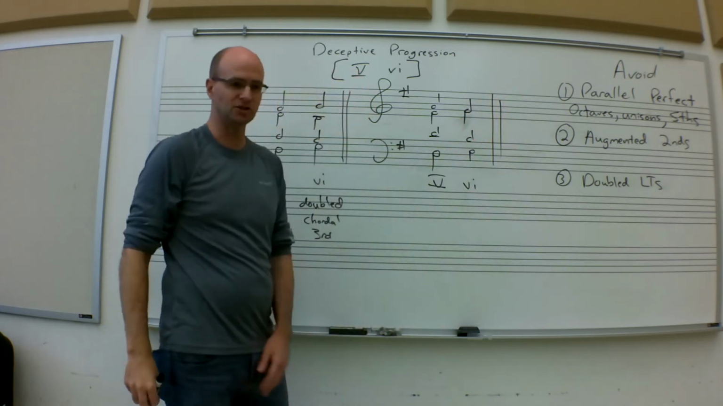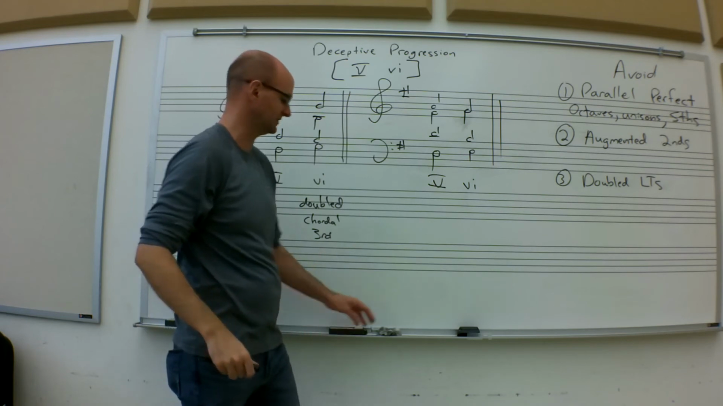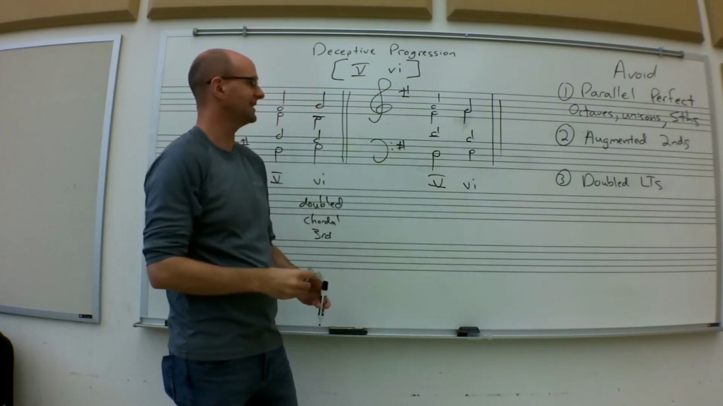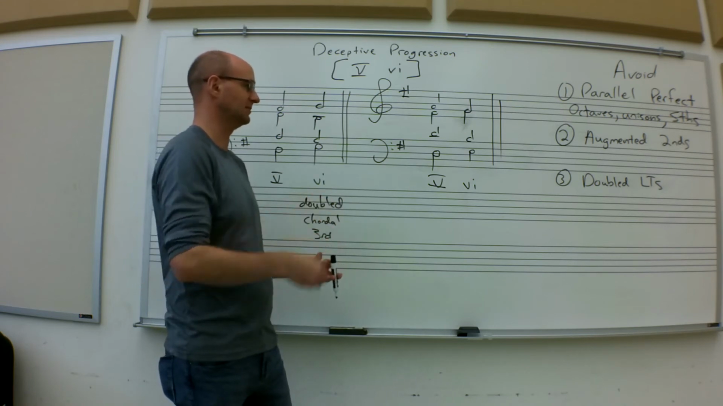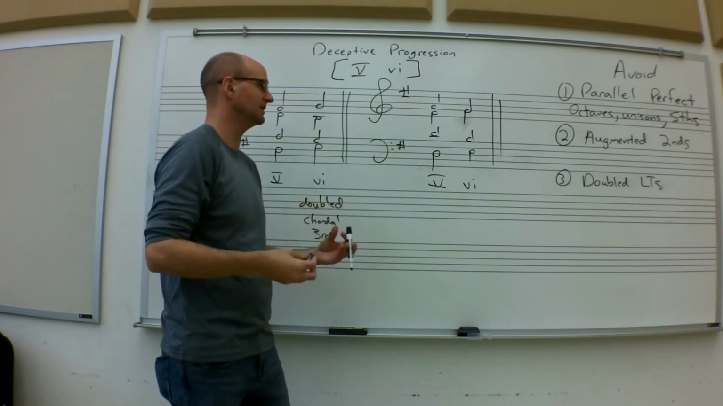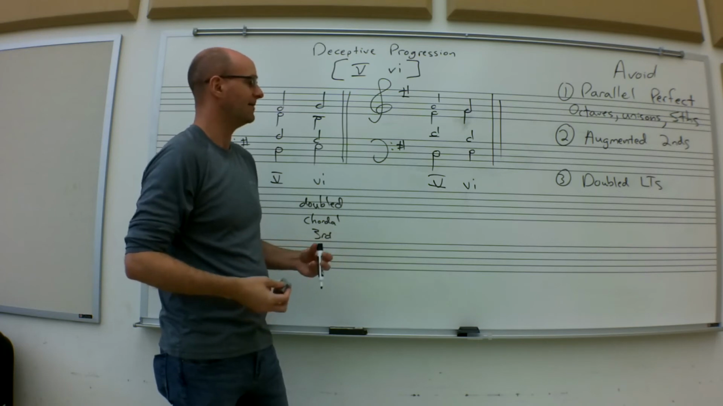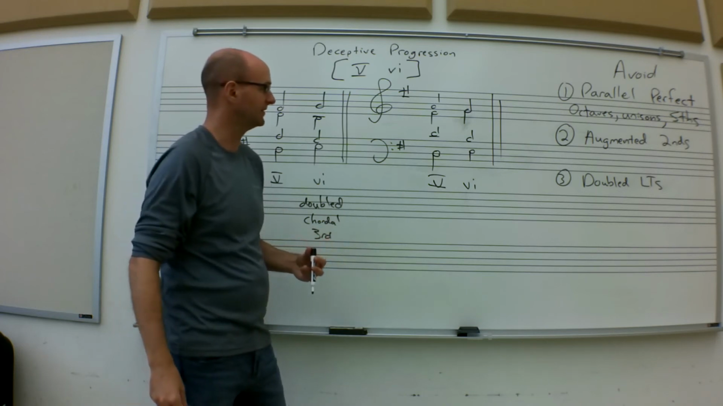All right? So you don't have to know about all these exceptions. Just resolve that leading tone up by step, then move those remaining two voices in contrary motion to the bass. You'll get that doubled chordal third. You'll resolve the leading tone properly, and you won't have any of those parallel octaves or fifths.